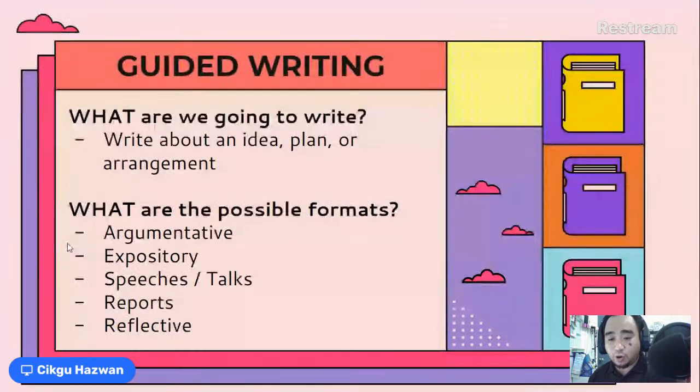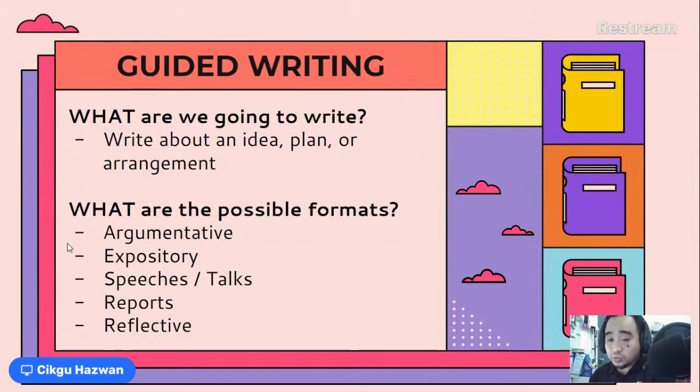What are the possible formats? So we might need to write argumentative, expository, speeches, talk, reports, or reflective. So they are not going to tell you that it is argumentative. They are not going to tell you it is expository. Okay, you have to analyze based on the question. Okay, kita kena tahu jenis tu based on the question. Once we understand the question, then we know whether the essay we are going to write is an argumentative type, expository type, or reflective type.